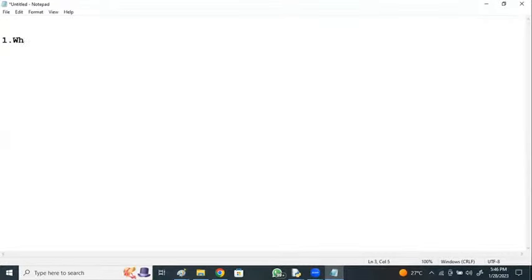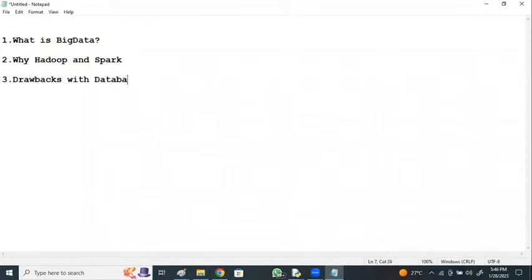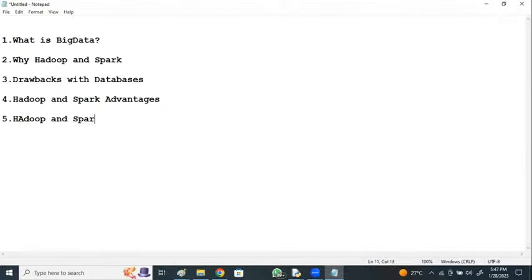What is big data? Why Hadoop and Spark? And what are the drawbacks we see with the current databases? Hadoop and Spark advantages. Hadoop and Spark components. Hadoop and Spark job market.